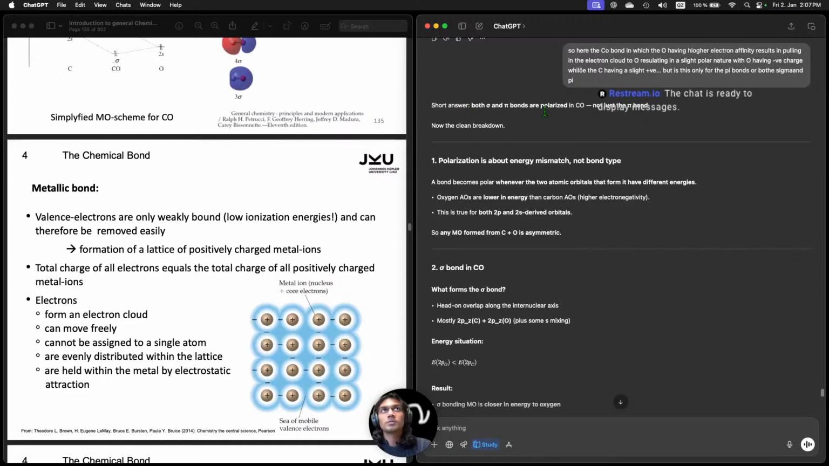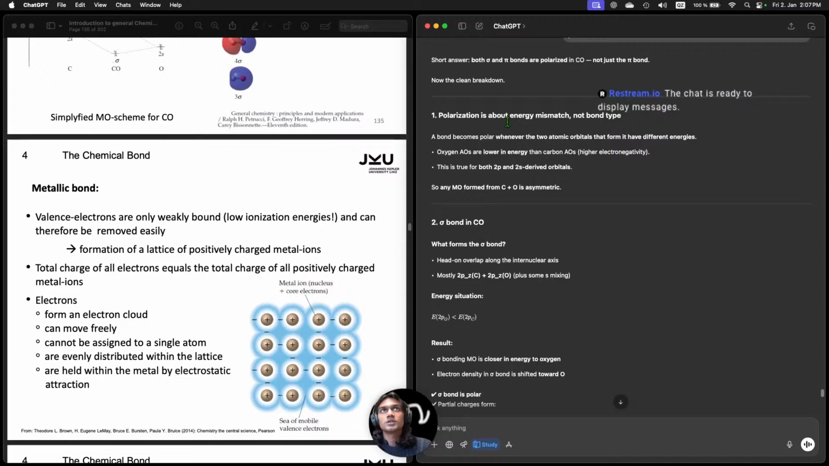Short answer: both sigma and pi are polarized in CO, not just pi bonds. Polarization is about energy mismatch, not bond type. A bond becomes polar when the two atomic orbitals that form it have different energies. Oxygen's atomic orbitals are lower in energy than carbon's, due to higher electronegativity. This is true for both 2p and 2s derived orbitals. So the molecular orbital formed is asymmetric.